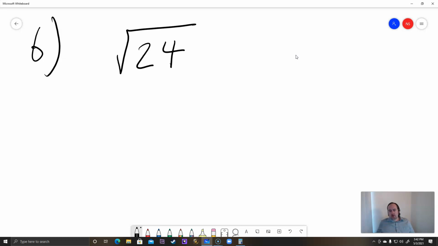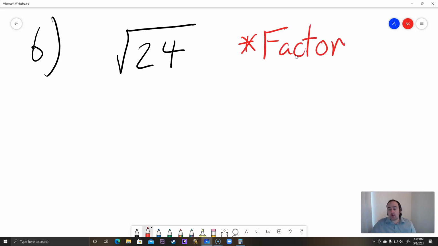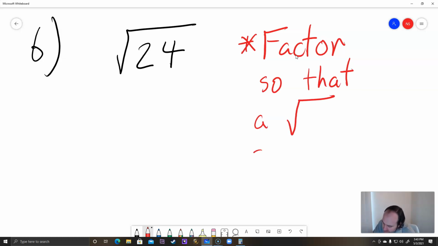So the square root of 24 actually can be simplified, and the way you simplify it is by factoring. Okay, so the trick here is to factor. And the way you factor is important. So you need to factor it in a way so that you can take the square root of something. So something needs to simplify. Okay, so we factor so that a square root simplifies.